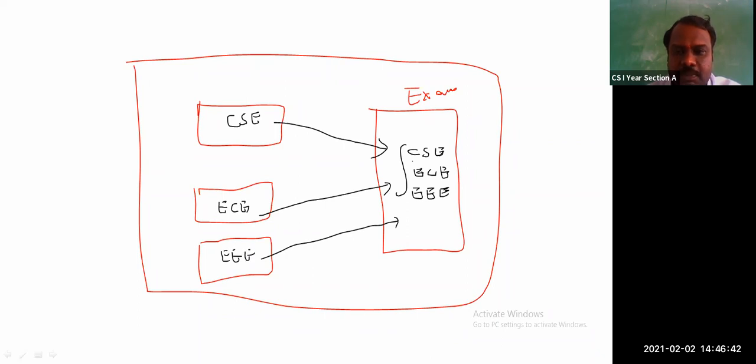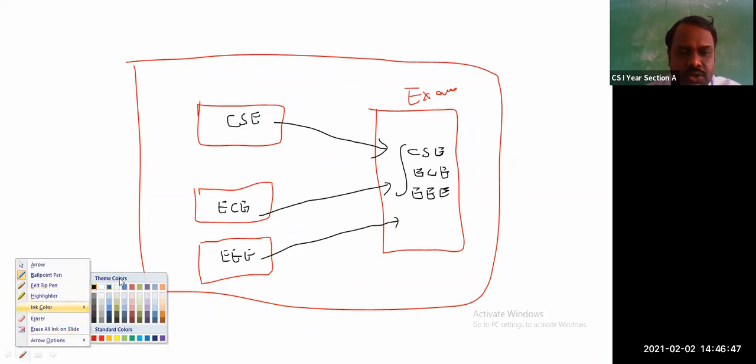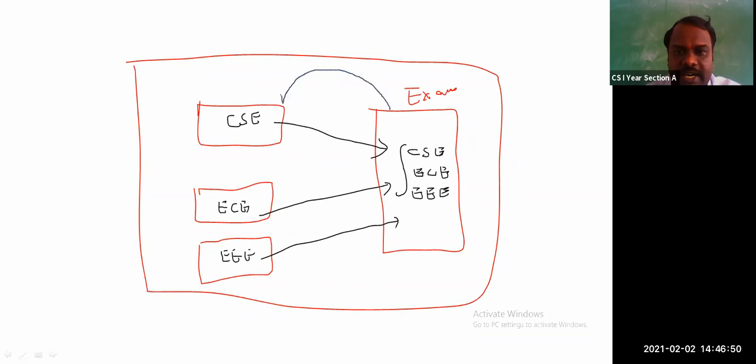To overcome this problem, what does the exam branch do? It will give one document, and this document is the DTD document. They will give this document and ask all the departments to prepare one XML document based on these rules, and then send it to me. So they will send the XML document. So this XML document will follow which rules?